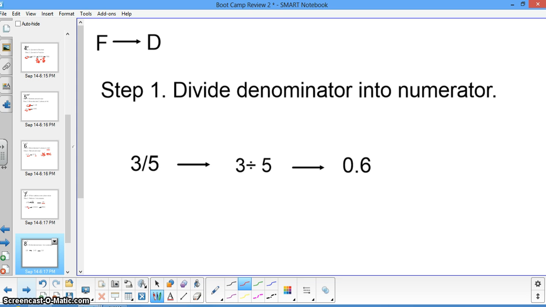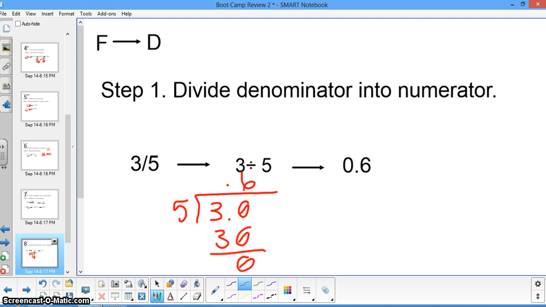Fractions to decimal, simply divide the denominator into the numerator. 5 into 3. 5 can't go into 3, so you add a decimal. If you add it under the long division sign, you have to move it up to the top and add a 0. How many times can 5 go into 30 now? 6 times. And that's how you get decimal 0.6.